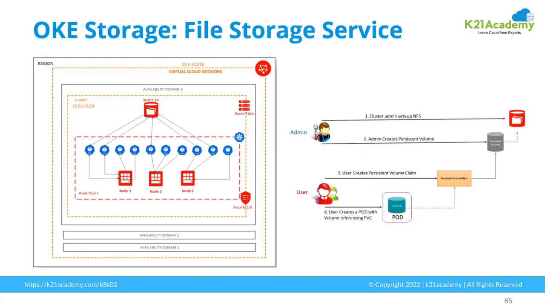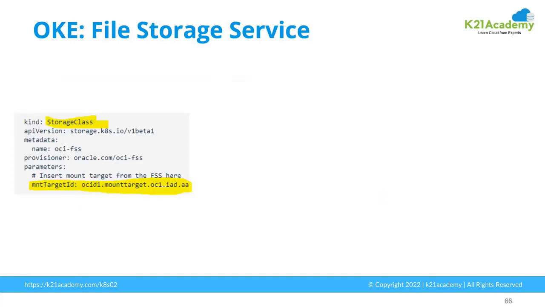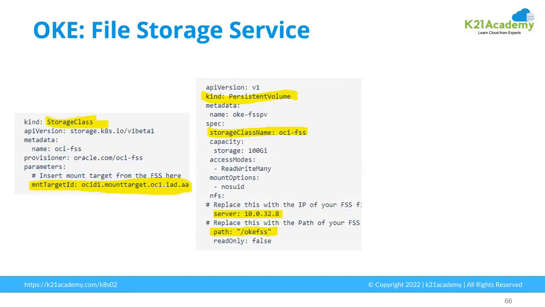And then your developers, users, or the Kubernetes administrator or Kubernetes developer will use these persistent volume claims in the pods. Now, if you want to define this file storage service, assuming you've already configured the file storage service and presented it to the node, then you define a kind of storage class that signifies the OCID, or Oracle Cloud Identifier, for that mount target where this file storage service is mounted. And then you're going to create a persistent volume.